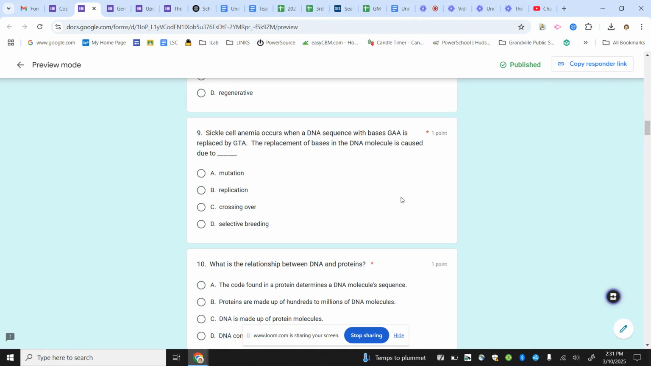Number 9, sickle cell anemia occurs when a DNA sequence with bases GAA is replaced by GTA. The replacement of bases in the DNA molecule is caused due to A, mutation, B, replication, C, crossing over, D, selective breeding.